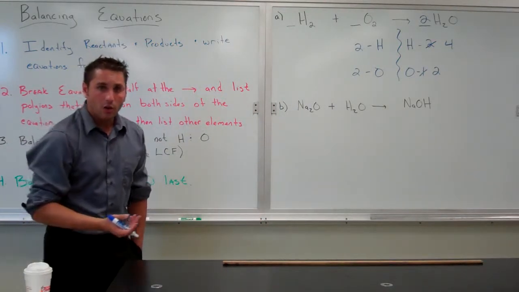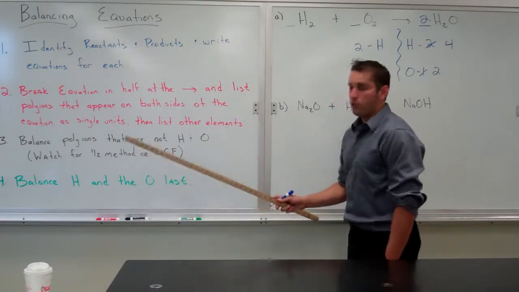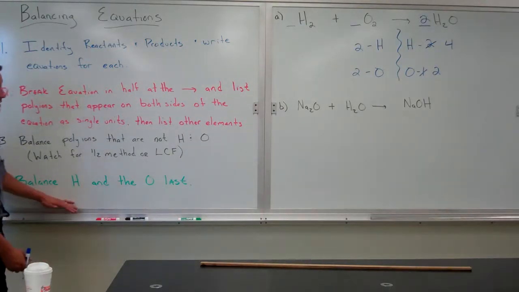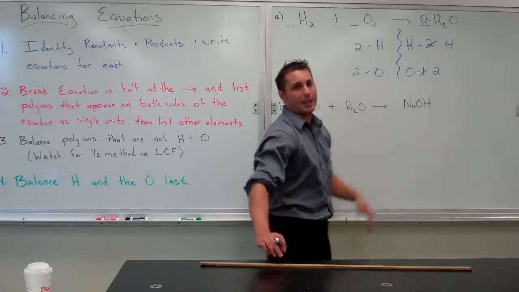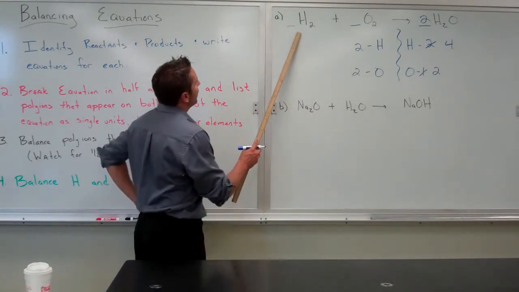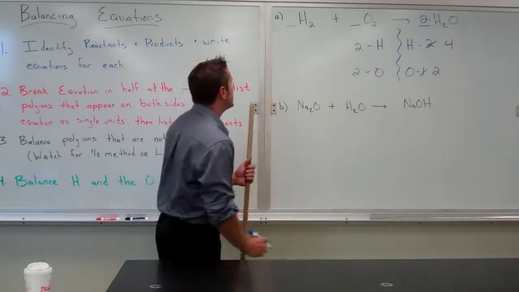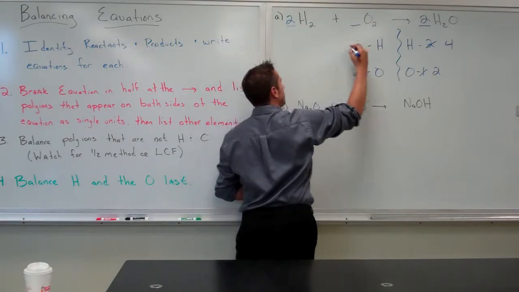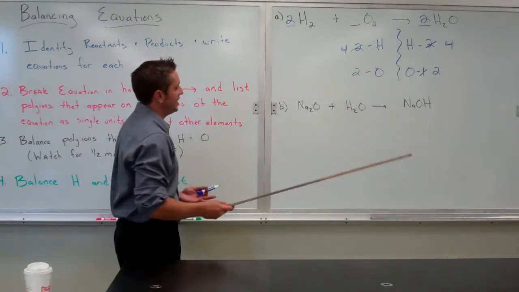That's no big deal. If we unbalance something, we just go back and refollow our steps. My step next says balance H, because I just have H and O. Well, now I have 4 H's on the right and 2 on the left. So I have to think of a way I can get this to give me 4 H's, and hopefully you came up with a 2 in front here. 2 times 2 gets me to 4 H's, and now the equation is balanced.